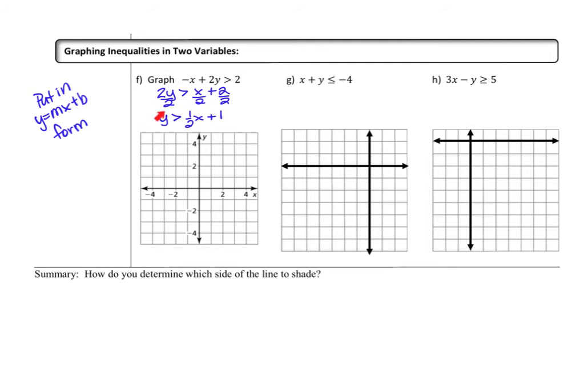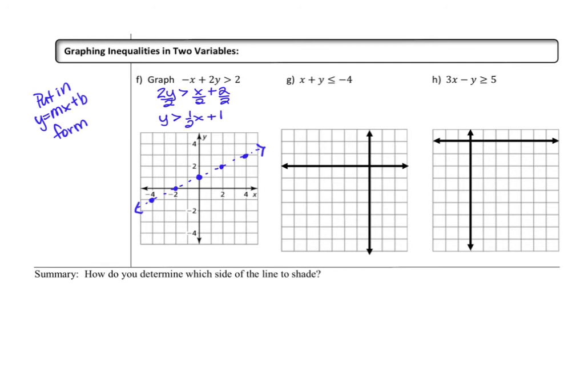So let's go ahead and graph this. We have a y-intercept of 1. We have a slope of 1/2. And my sign is greater than. So greater than means I'm going to have a dotted line. So here's my y-intercept. A slope of 1/2 is going to go up 1, right 2. And then I can go in the opposite direction, go down 1, left 2. And then I'm going to draw my line dotted because it's greater than.